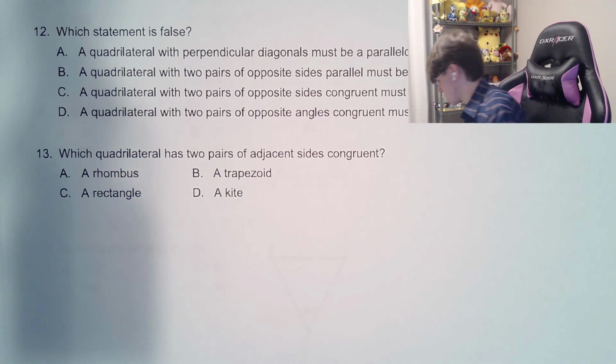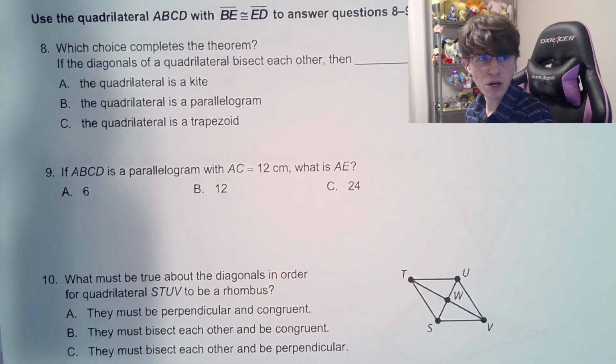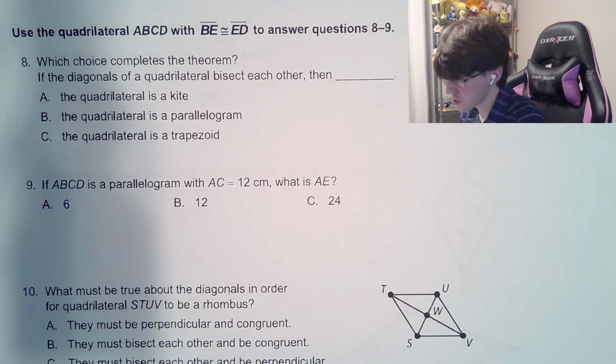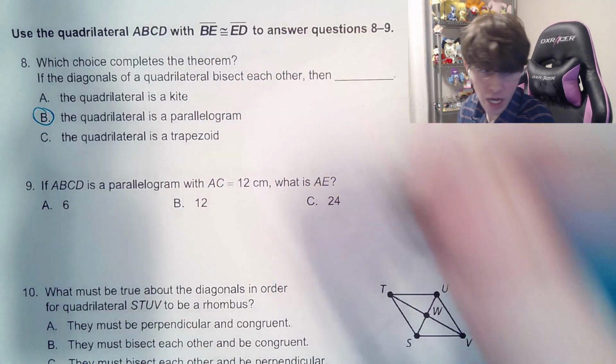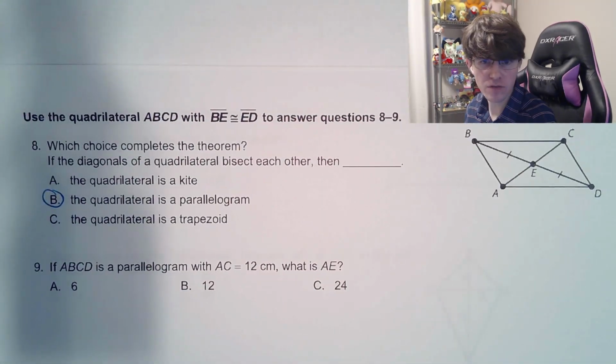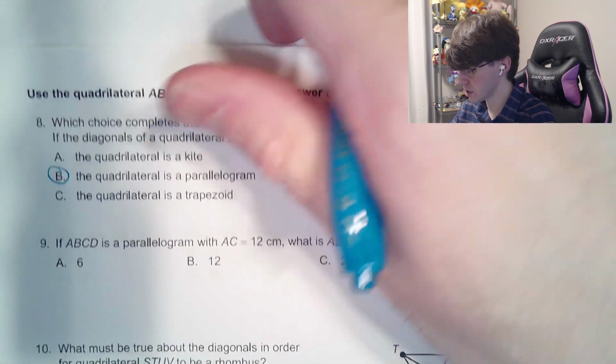All right, moving on to our next couple problems here. Question number 8, which choice completes the theorem? If diagonals of a quadrilateral bisect each other, then, so diagonals bisect, that is going to be a parallelogram. And again, have that information out in front of you. I don't know why it's drawn up for you, but I guess it kind of helps you.